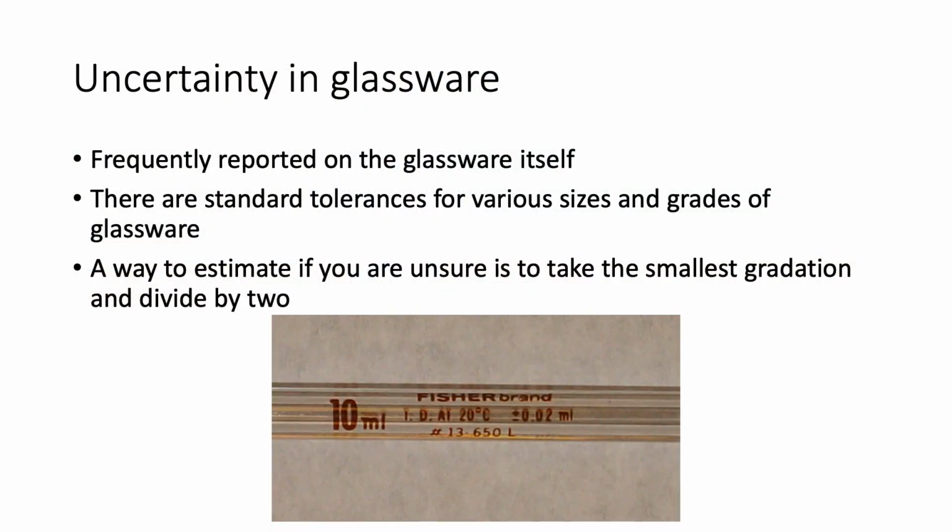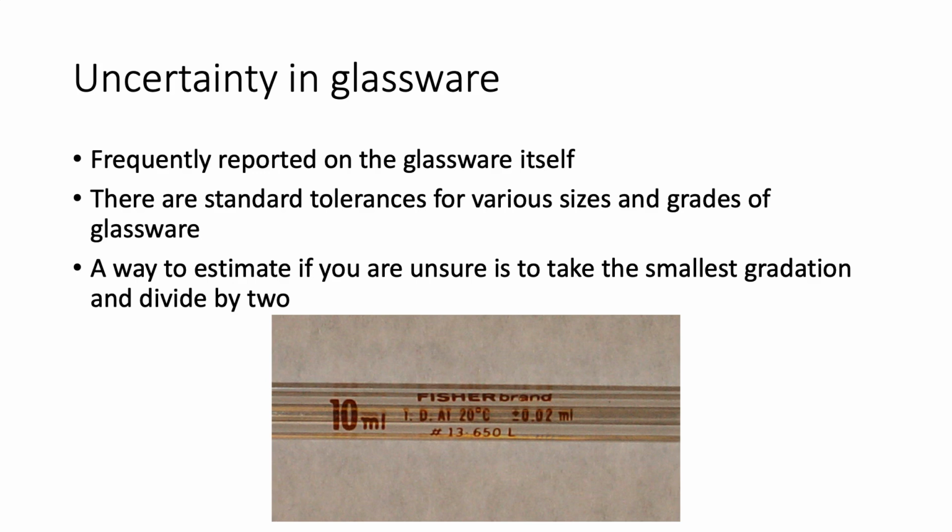And the same thing goes for glassware. So the uncertainty in the glassware is frequently reported on the glassware itself, and there are standard tolerances for various sizes and grades of glassware. So if you've ever seen glassware that's volumetric, it may say either an A or a B on it. So the A is like the highest standard, and then B is a slightly higher tolerance. And there are standard values for those that you can look up, but it's usually written on the glassware.